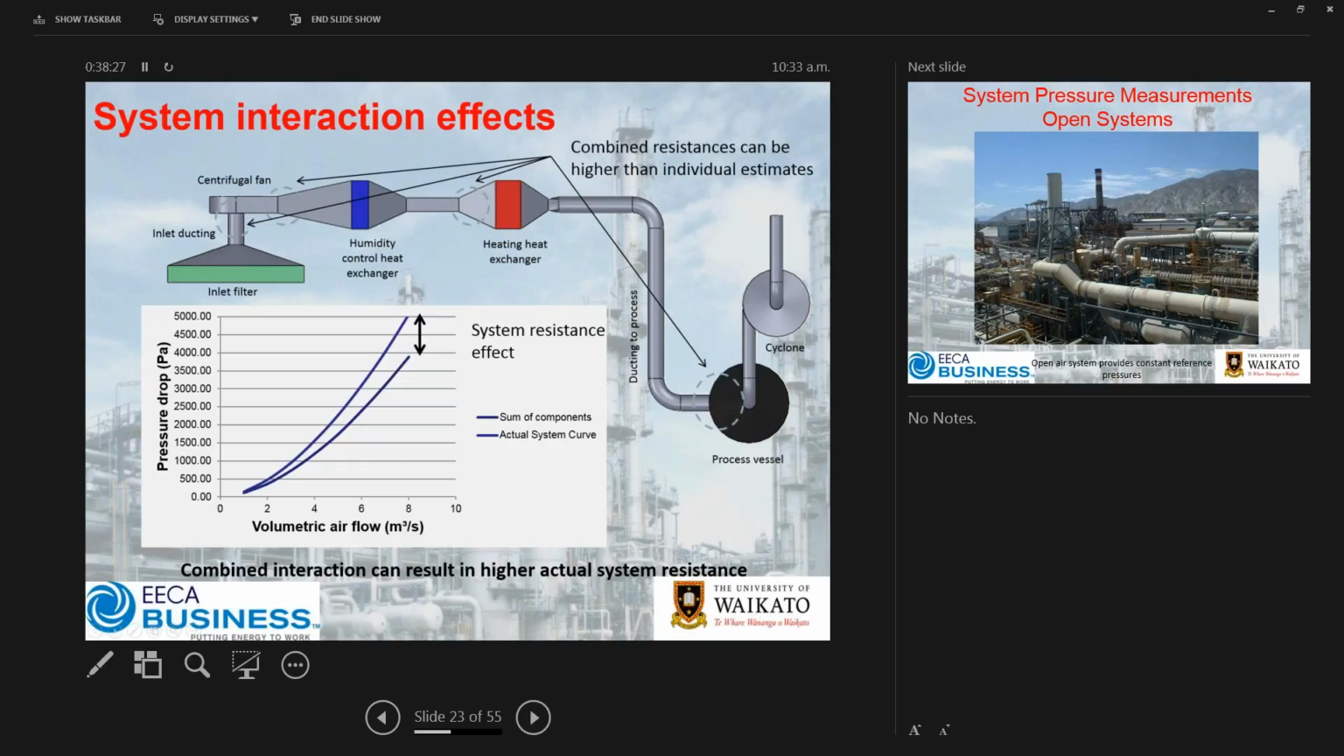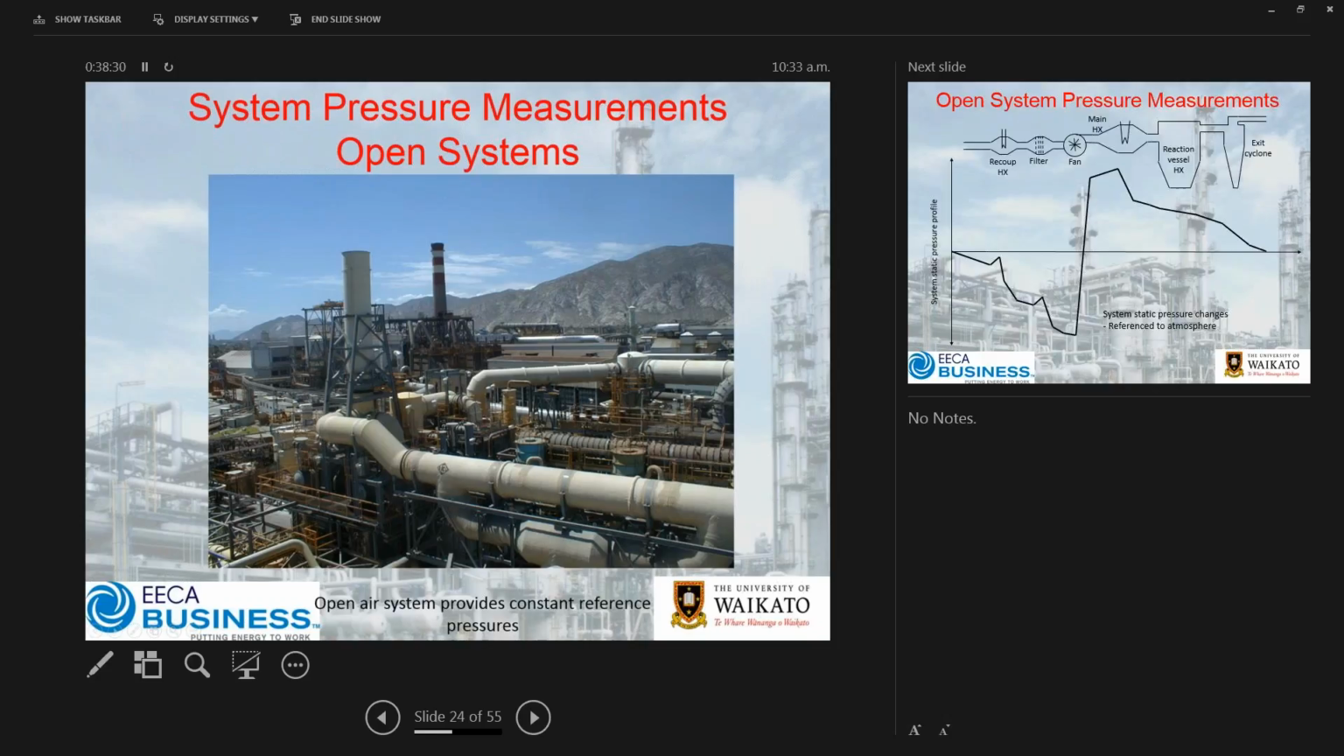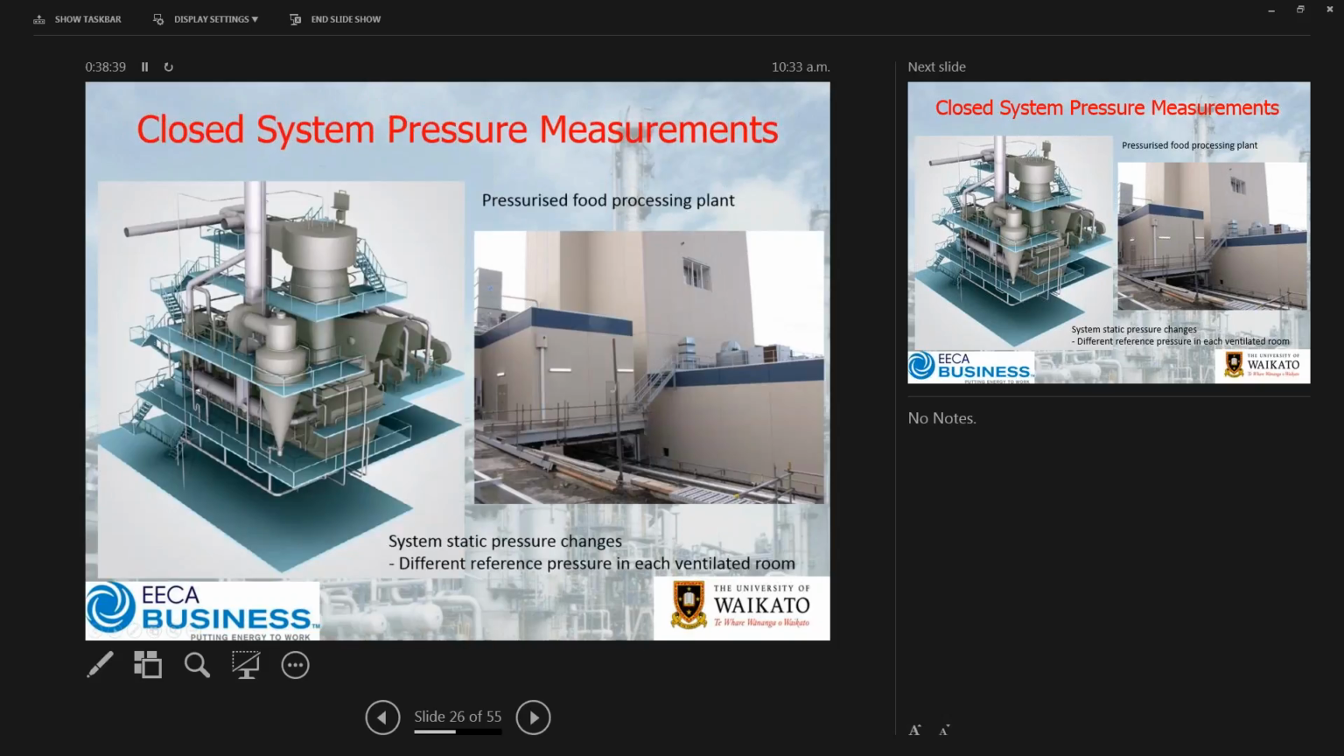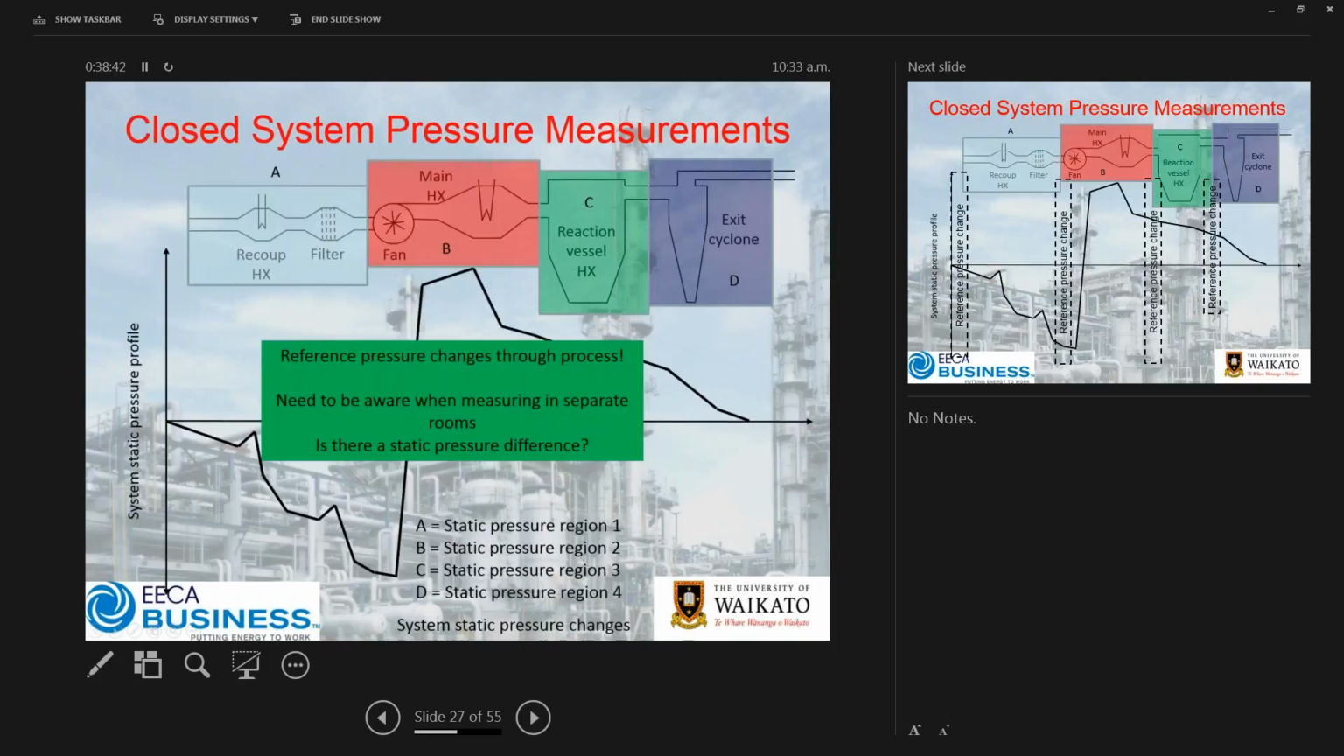So just to remind ourselves once again, of course, we have our open system where everything's relative to atmosphere, so it's relatively straightforward to look at our pressure through our system. Then we have our closed systems where we need to be a little bit more careful, where in a plant where you've got multiple rooms or multiple zones, you might have different reference pressures, all based on your various HVAC loads in terms of how those closed systems are being pressurized and controlled.